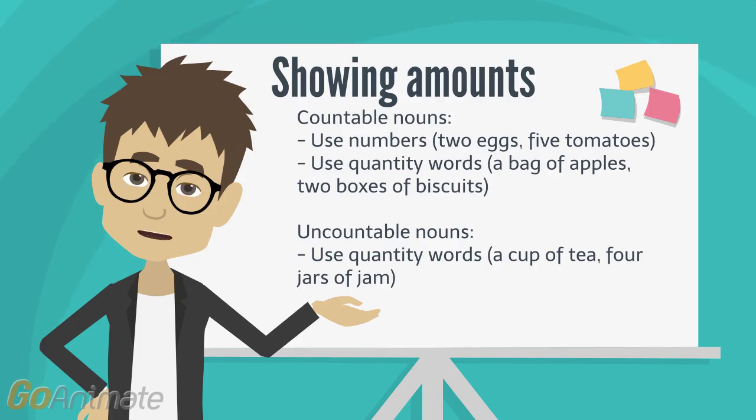To show amounts, we can use numbers for countable nouns, like 2 eggs and 5 tomatoes. We can also use quantity words like a bag of apples and 2 boxes of biscuits. For uncountable nouns, we can only use quantity words but not numbers to show amounts, like a cup of tea and 4 jars of jam.